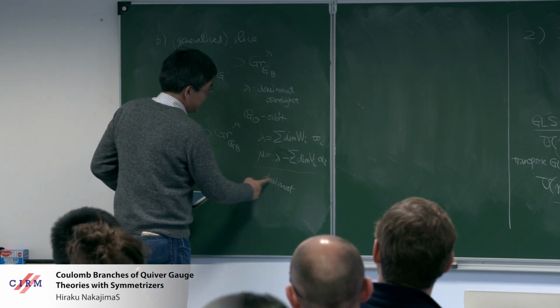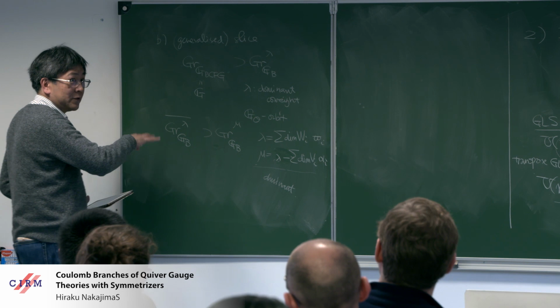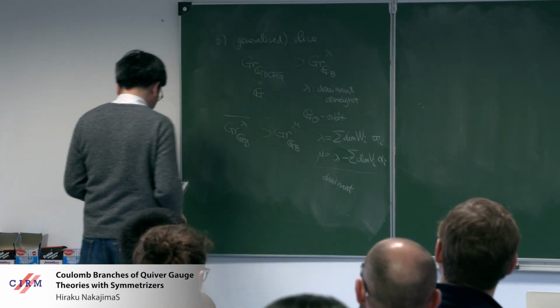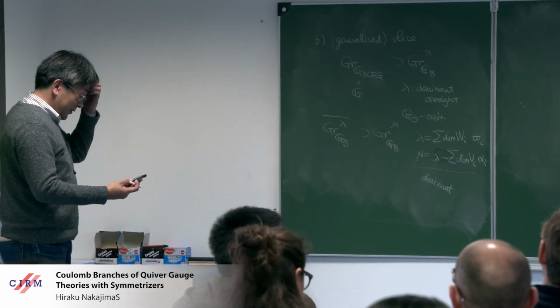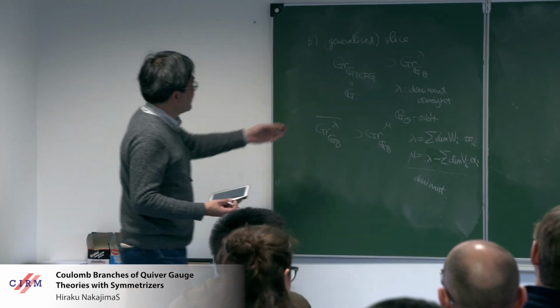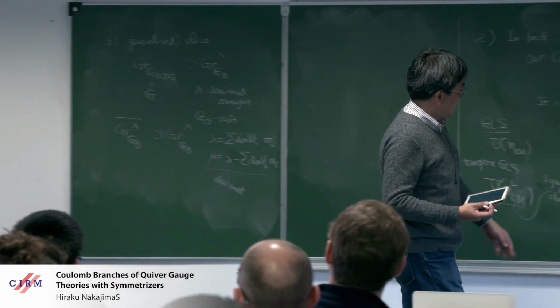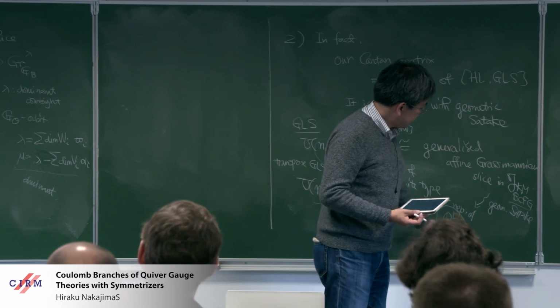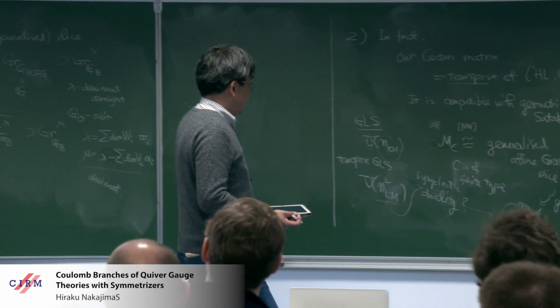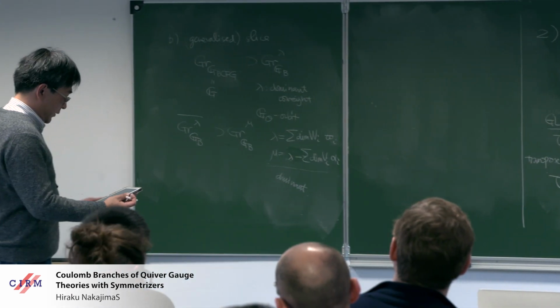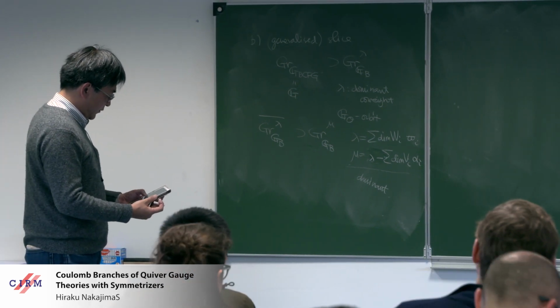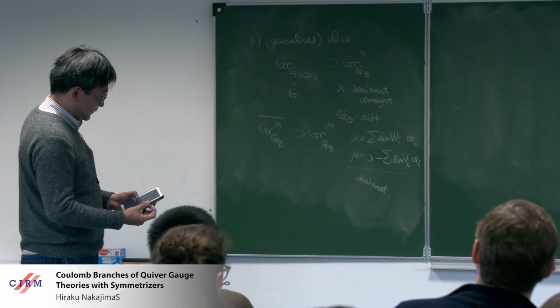And if this is not dominant, then you must generalize the definition, and this is called generalized slice. You don't need to know what they are, but this generalized slice still has some relation to the representation theory of the Langlands dual algebra by a geometric version of the geometric Satake correspondence.